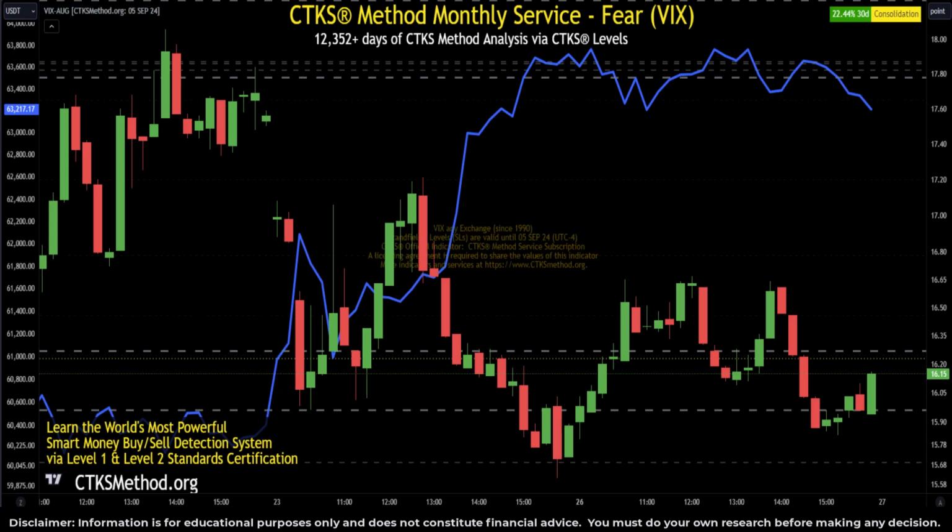So let's pop the structure on and just see what's happening. We had a negative fair value gap inside the VIX. We came up and tried to test getting across this structural resistance, but we couldn't do so.